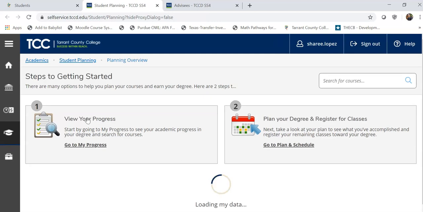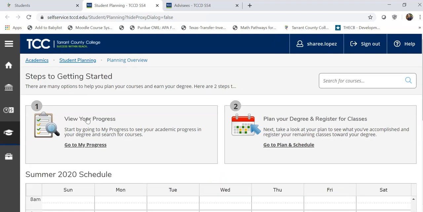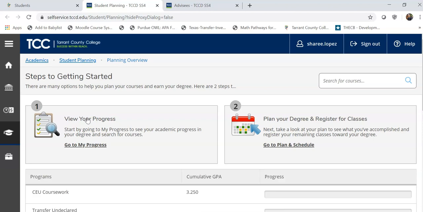So I will have to refresh my page because I have two separate accounts, one as a student and one as a faculty and staff member. So my interface is going to look a little bit different, but for the most part, we can get you where you need to go.